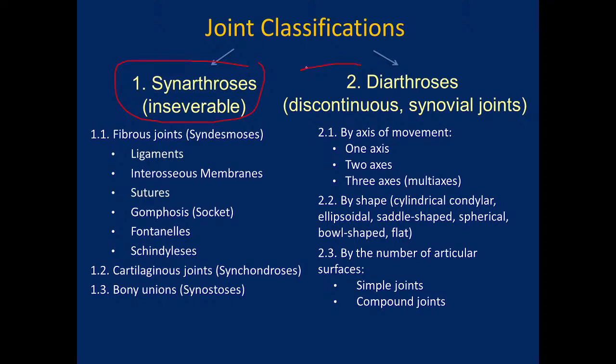And as you see, another name for diarthrosis is the synovial joints, or discontinuous joints. It is a rare term in English anatomical education, but it is very popular here in Russia. Sometimes we call synarthrosis inseverable joints, and diarthrosis discontinuous joints.